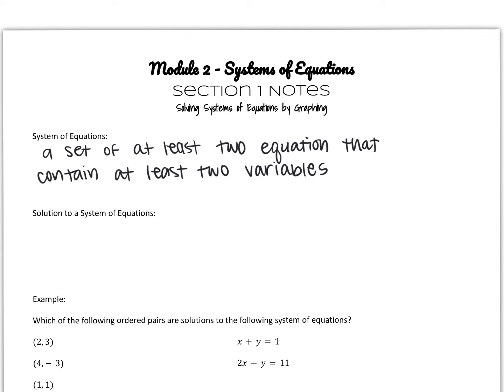You can have three equations and three variables, or 4 and 4, or 3 and 2. Like, there's no limit to how many equations you can have in a system and how many variables you have.